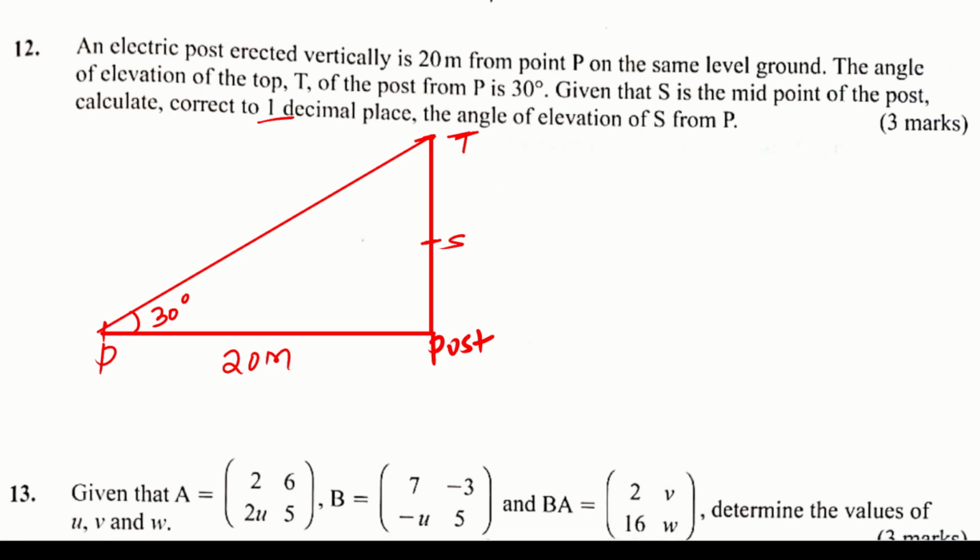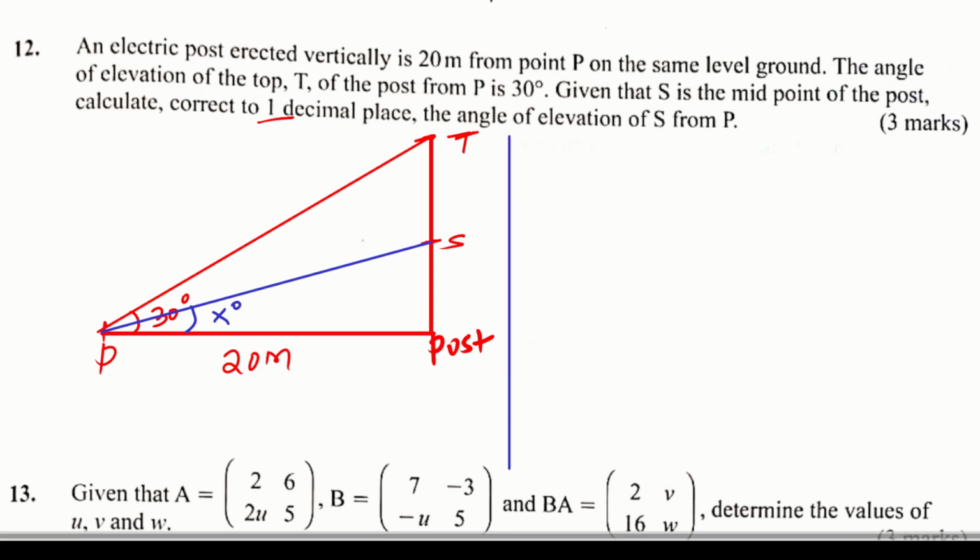So we need to add the line here, that one. So what we need to get is this angle. This is the angle of elevation. That is the required angle, the angle of elevation of S from P. So that is what you're supposed to calculate. What will help us is this triangle with P, the post, and the angle here should be 90 degrees.